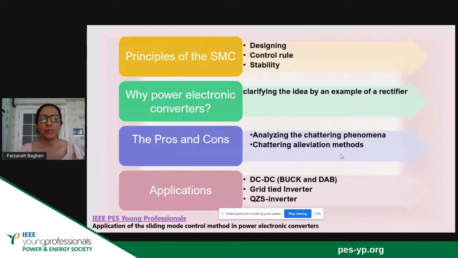Then I will talk about the pros and cons of the sliding mode control method, and I will talk about the disadvantages of this method, and I will analyze the chattering phenomena. And then I will talk about some chattering alleviation methods. And finally, we will go through our goal, which is talking about the applications. What are the applications? We have different applications, but here in this presentation, I will talk about the DC-DC converters, two examples, the buck converter and dual active bridge converter. Then I will talk about the grid type inverters and about the quasi-Z source inverters.